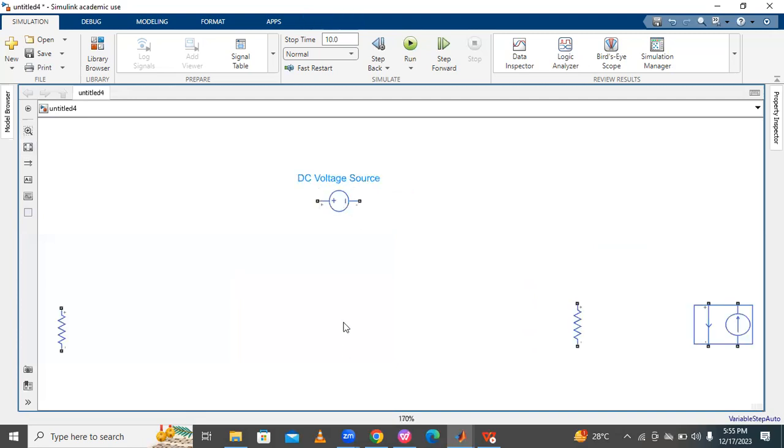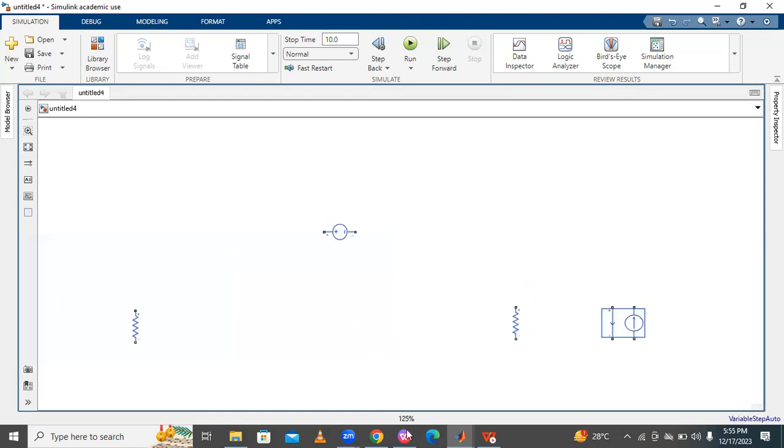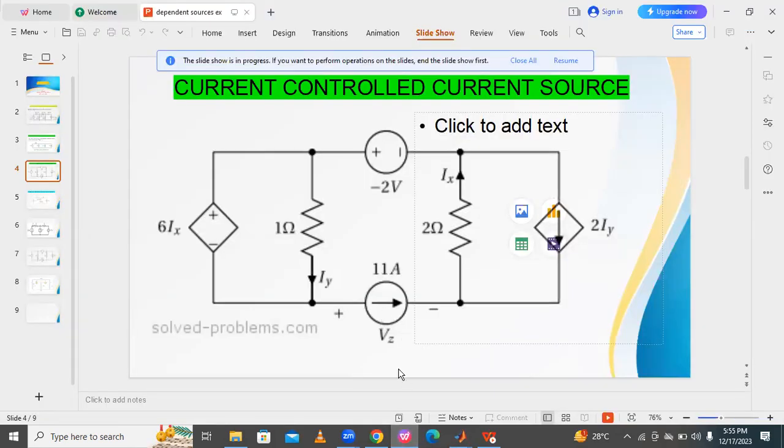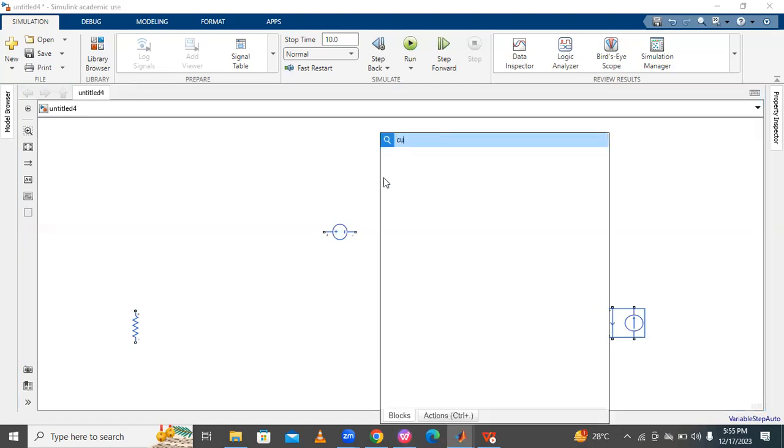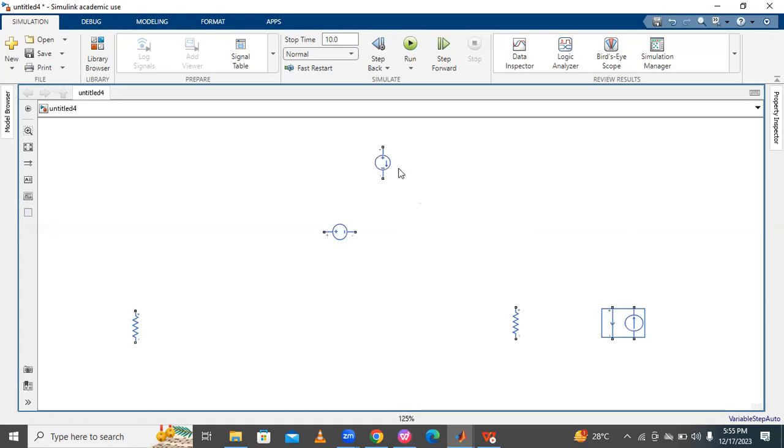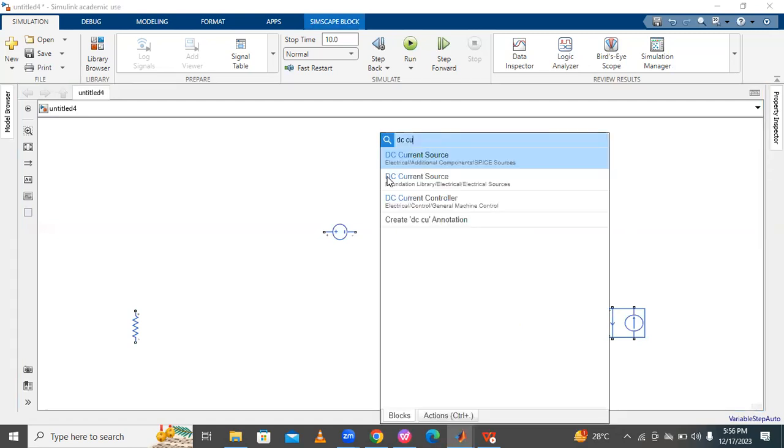Okay, this is one voltage source, and also one current source is required. Right here, DC current source is required. Don't select this type of current source; select another type of current source.